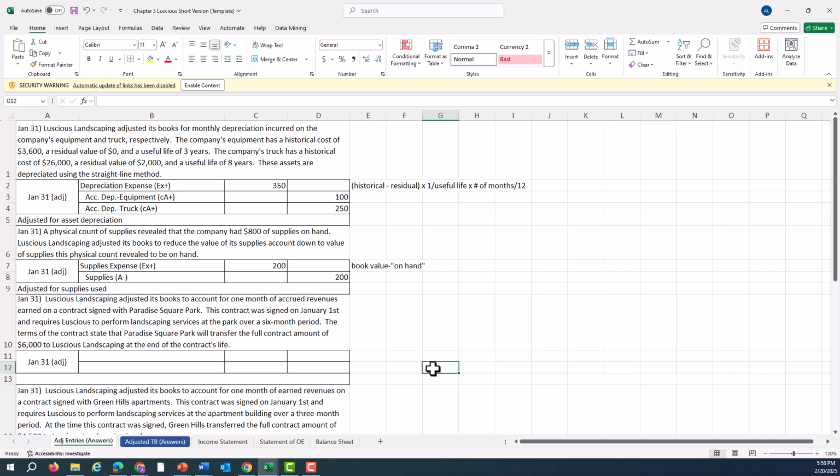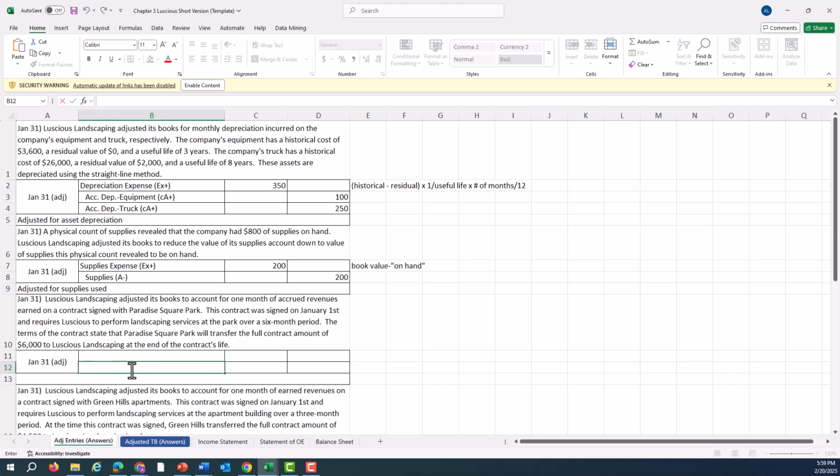Under our agreements with Paradise Square Park, we are going to receive, and here's the important part, the full contract amount of $6,000 at the end of the contract's life, which means we're going to do work for 6 months. We signed it in January, so January through June, we're going to keep doing work on this, and when we finish the terms of our contract at the end of those 6 months, we get the $6,000 in one big blast payment. Well, we did some of this during January, which means we've earned some of these revenues, and revenues need to go on the books in the same period that you actually earn them.